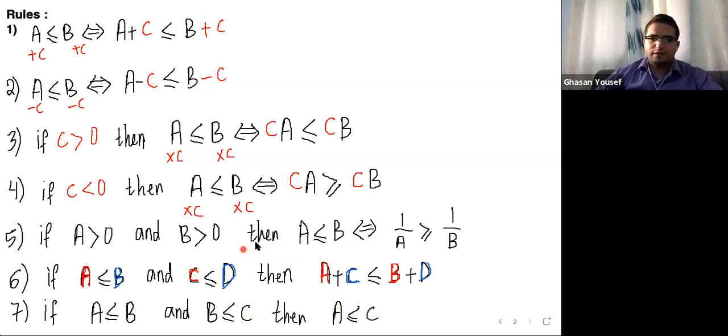Any question for these rules? This is called transitive. Here is called the transitive. Any question? Is it clear? Okay.